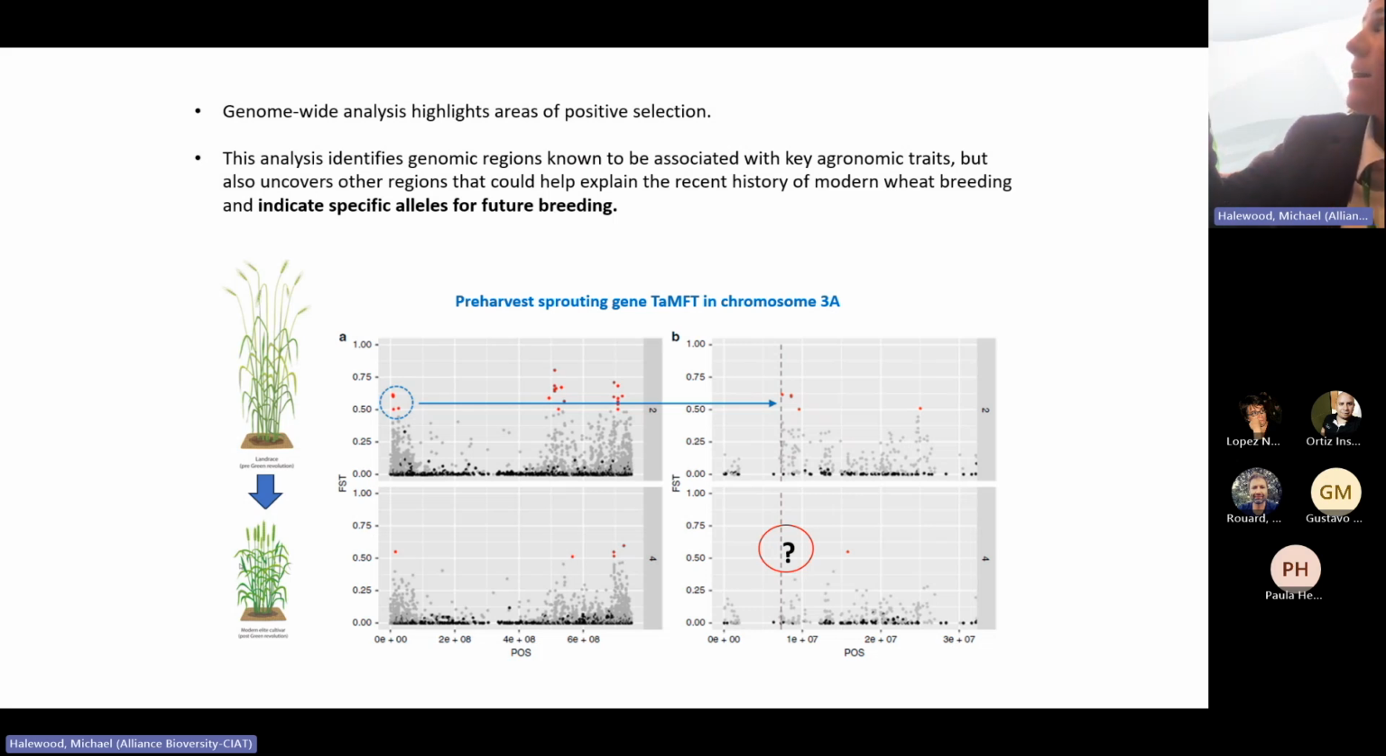In this question mark, there are some missing alleles from this gene that are missing in the elite varieties, meaning that there has been loss in this breeding process. So how do we rescue all these genes or alleles of genes that are missing in the breeding program?